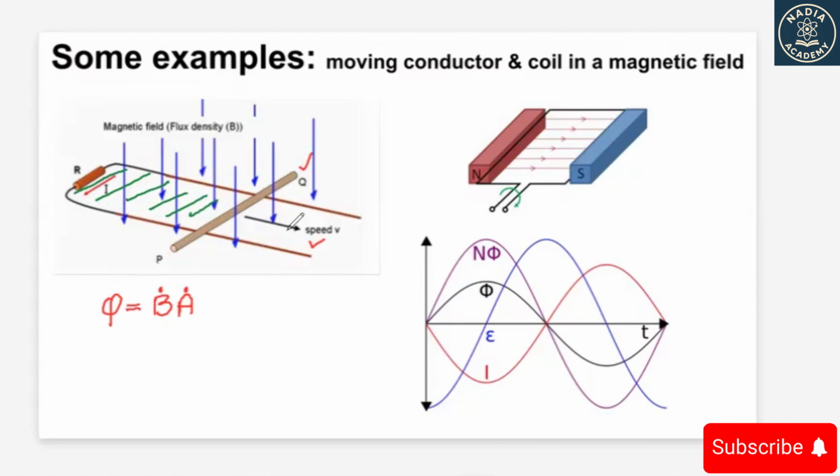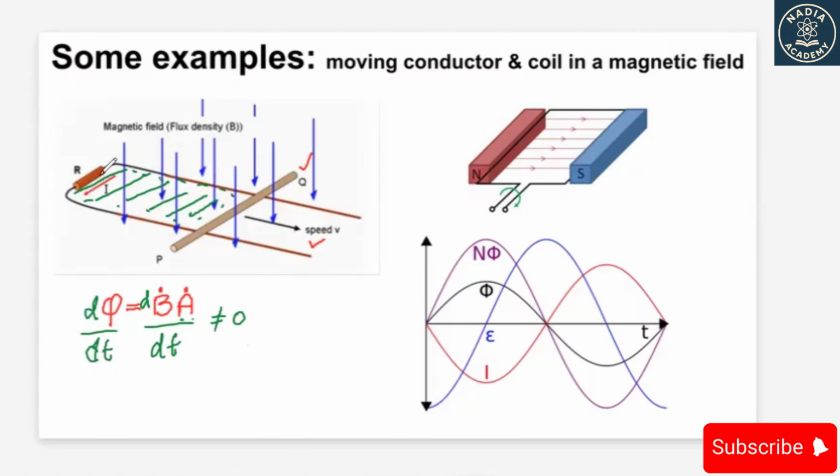So when this PQ will move, then the cross-sectional area will change. When this will change, then flux linkage will change. If flux linkage is changing, then its time derivative will be non-zero. So in this case dΦ/dt will be non-zero. It means that we will have an induced EMF in this coil.